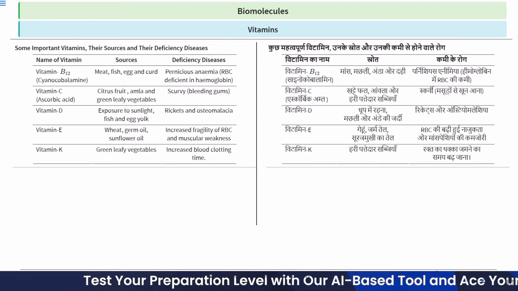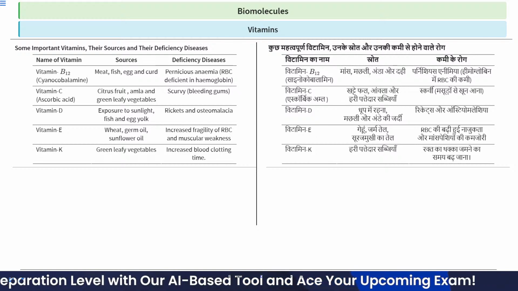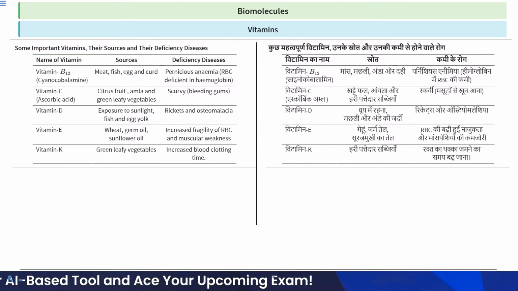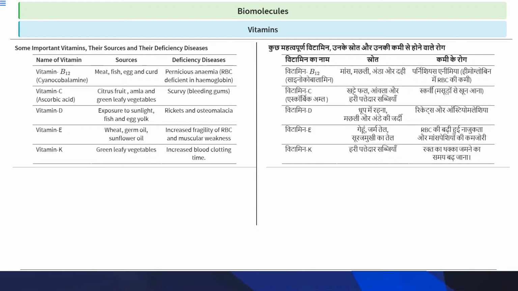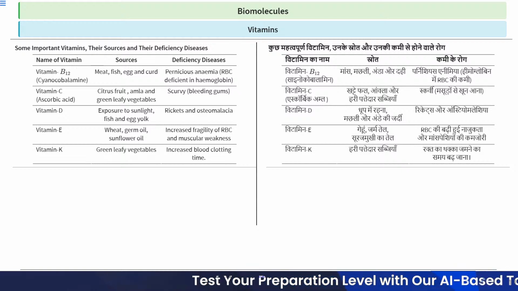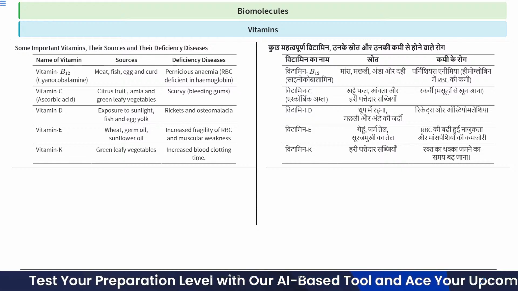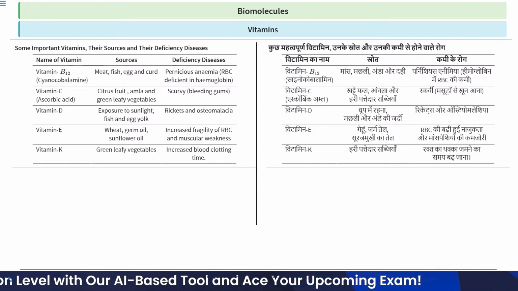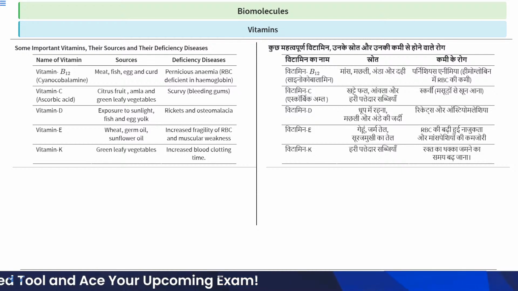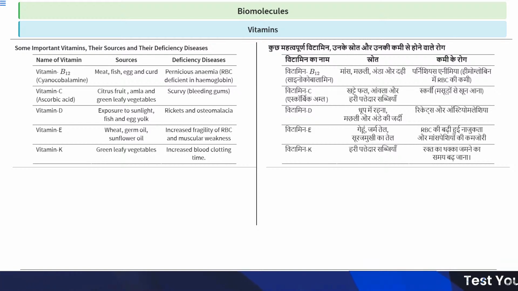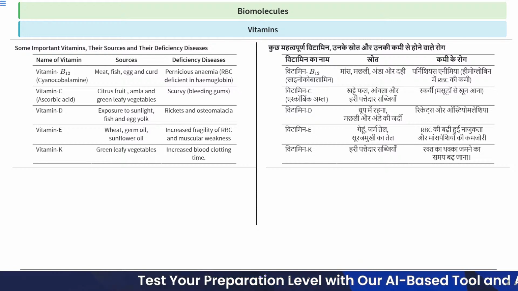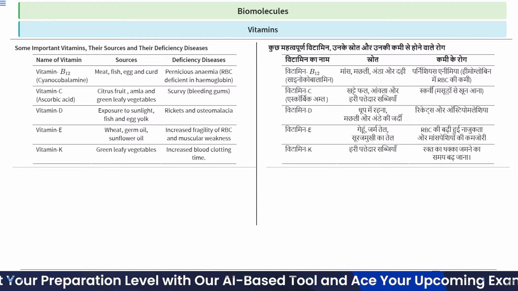Next vitamin we have is vitamin D. The sources of vitamin D are exposure to sunlight, fish, and egg yolk. The deficiency of vitamin D can cause rickets and osteomalacia. Next vitamin is vitamin E. The sources of vitamin E are wheat germ oil and sunflower oil, and the deficiency of vitamin E can cause increased fragility of RBC and muscular weakness. Then we have vitamin K. The main sources of vitamin K are green leafy vegetables, and the deficiency of vitamin K can cause increased blood clotting time.